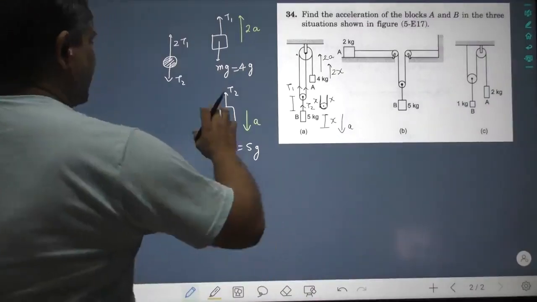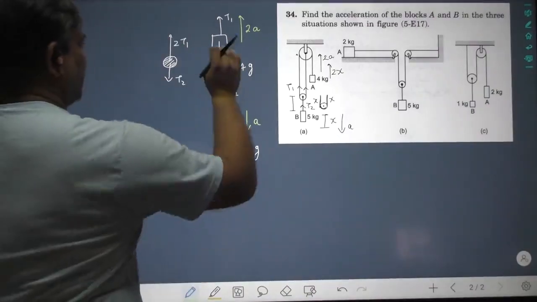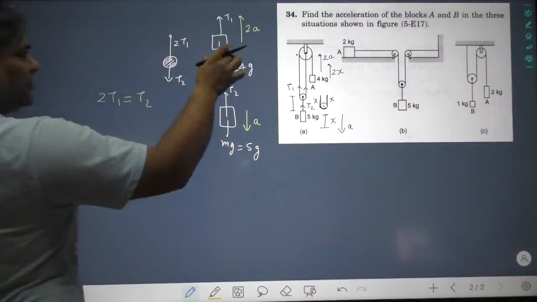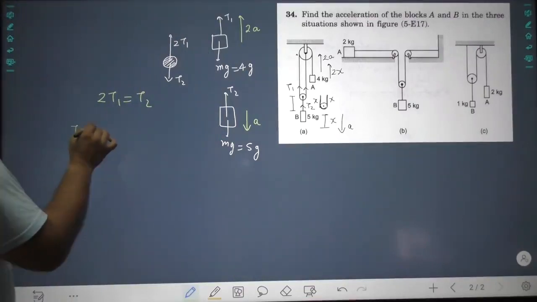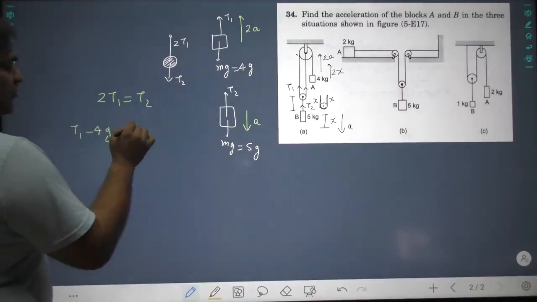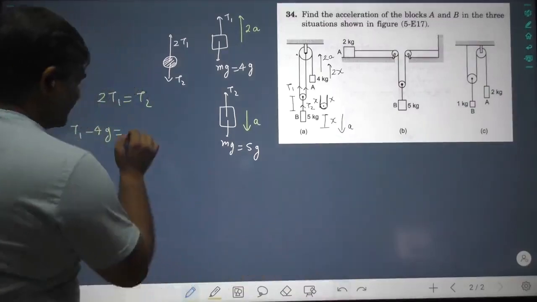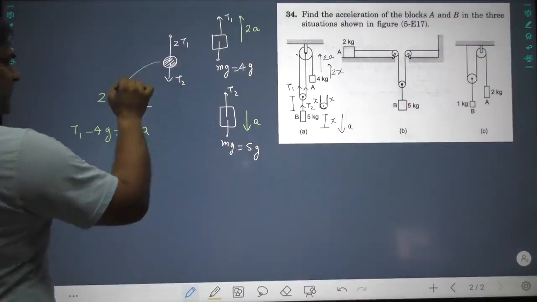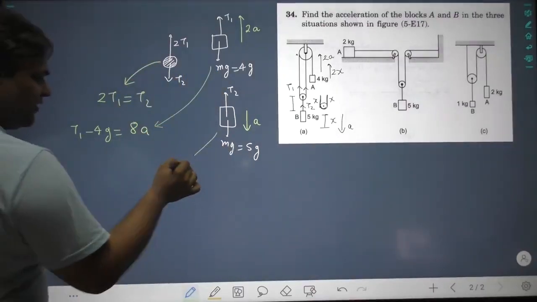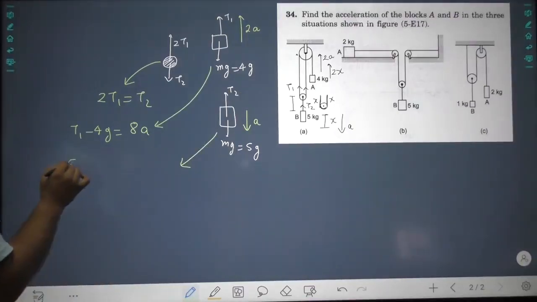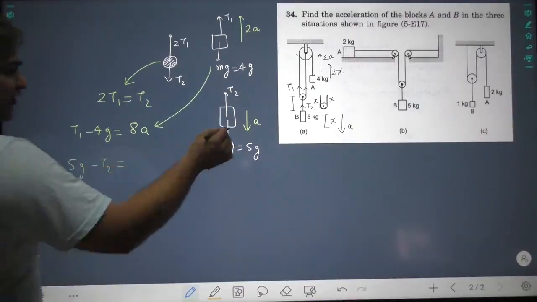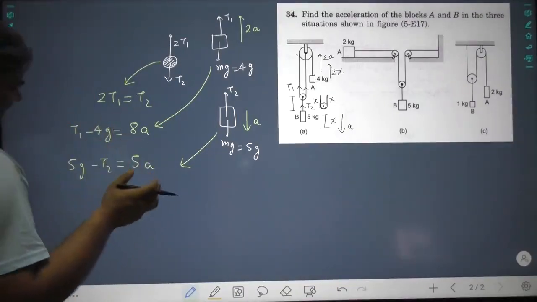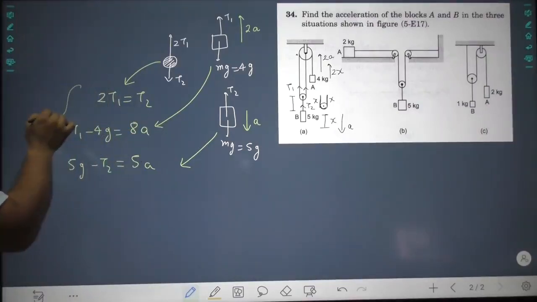Okay, no problem. Now if we write down the equations for calculation of acceleration and all, this will give us 2T1 equal to T2. This will give us T1 minus 4g is equal to 8a, because the acceleration is 2a, and it comes from here, and from here it is downward. So 5g minus T2 is 5a. 3 equations, 3 variables. Easily you can find out a, T1 and T2.